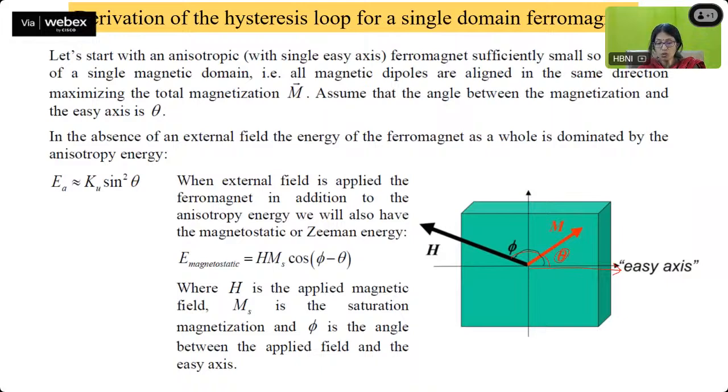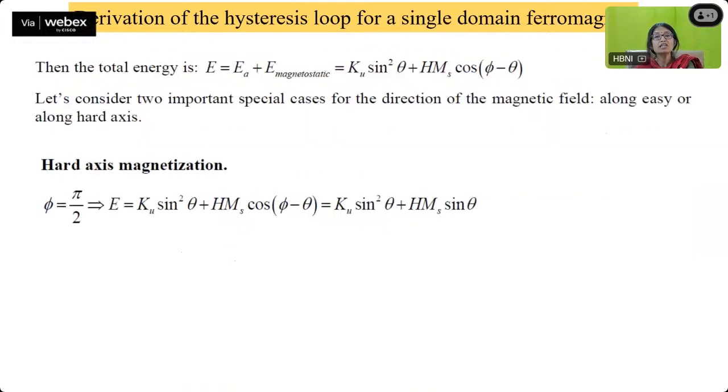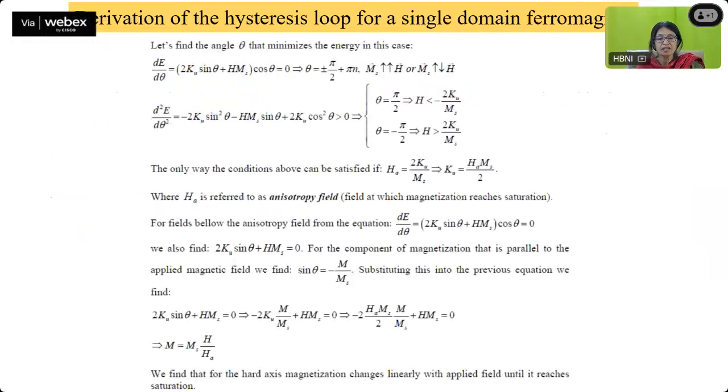So what is going to be the total energy? The total energy is nothing but your anisotropy energy plus this magnetostatic energy. So you have the total energy as K_u sin^2 theta plus H M_s cos(phi - theta). Now you have to consider two important special cases for the direction of the magnetic field. You can have it either along the easy axis or along the hard axis. If you have hard axis magnetization, then phi is equal to pi by 2. So in this particular case, the total energy is nothing but K_u sin^2 theta plus H M_s sin theta. Now we will find the angle that minimizes the energy in this particular case.